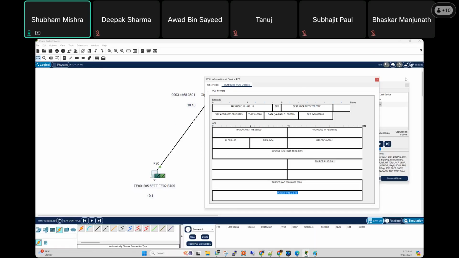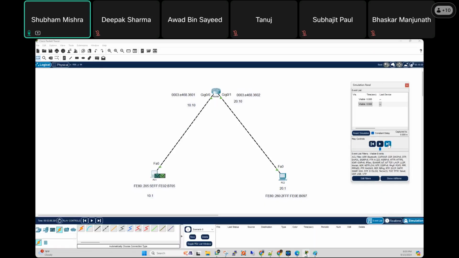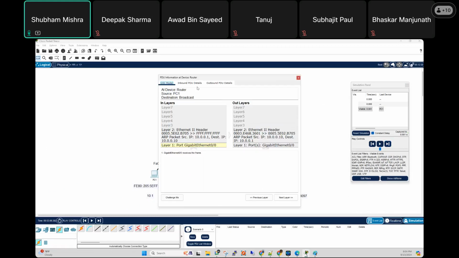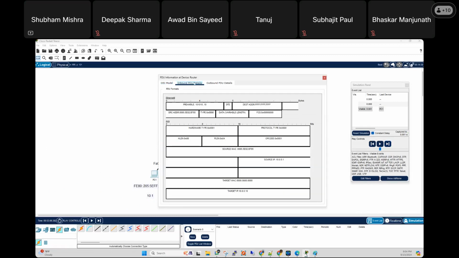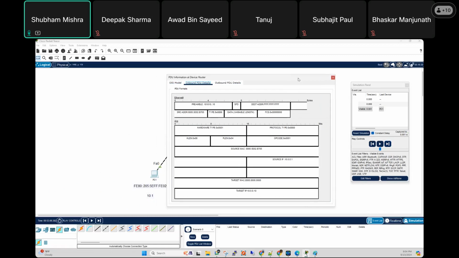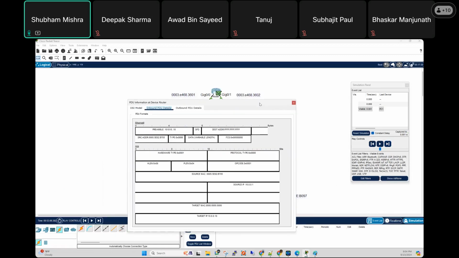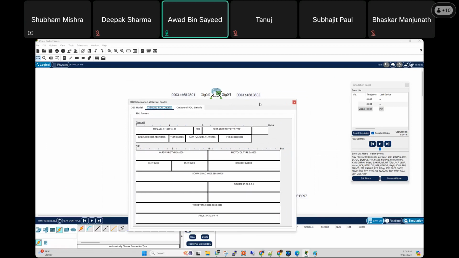Come here. Close it. See which packet? This is the one I am opening. Inbound means the router receives this packet, and outbound means the router is sending this packet. Understand, everyone? Inbound, outbound. Okay, inbound means the router receives this packet.